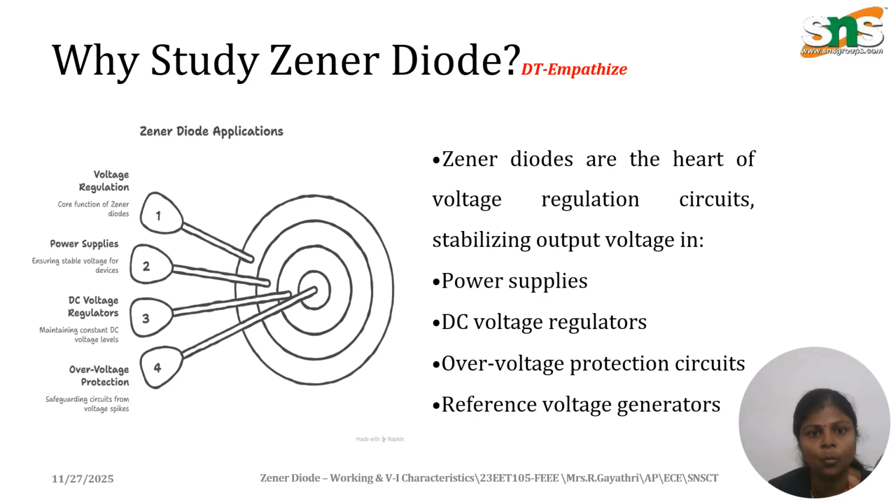First, why do we require the Zener diode? When the diode works in reverse bias, it acts as a Zener diode to regulate voltage in our circuit. We need the Zener diode where voltage stability is mainly required, in power supplies as well as voltage protection circuits and reference voltage generator circuits. So the Zener diode plays a vital role in voltage regulation circuits.